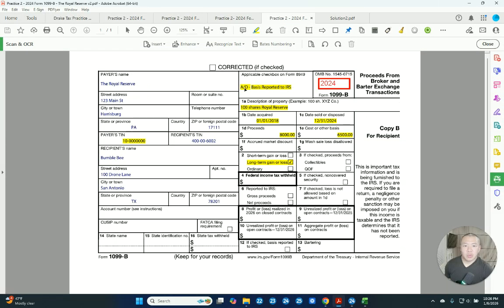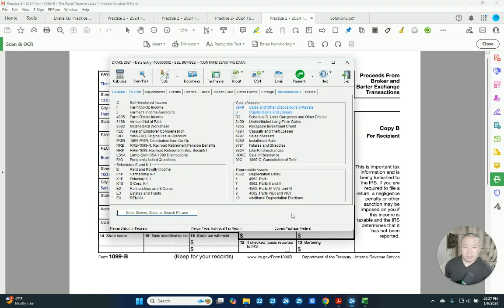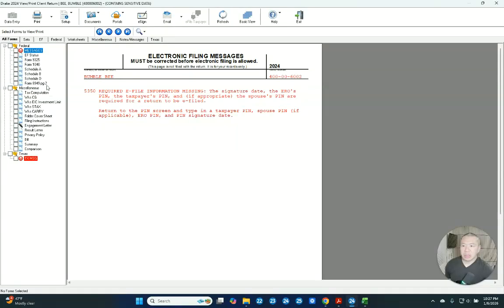And so this is where it shows that it's going to be either code A or D. It'd be D because it's long-term. Basis is reported to the IRS. Tax year 2024. Description, 100 shares of Royal Reserve. This is Royal Reserve's fake tax number, date acquired, date sold. Also could say long-term gain because of the longer than 1 year. Proceeds, costs. So that is what we have. That should be everything that we need. And let's see what it comes up with.